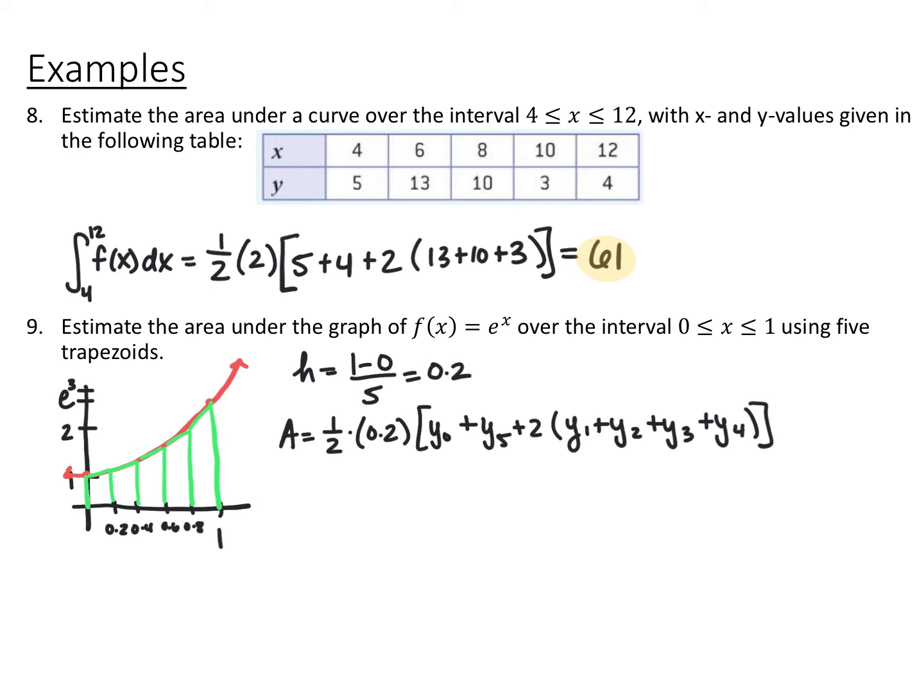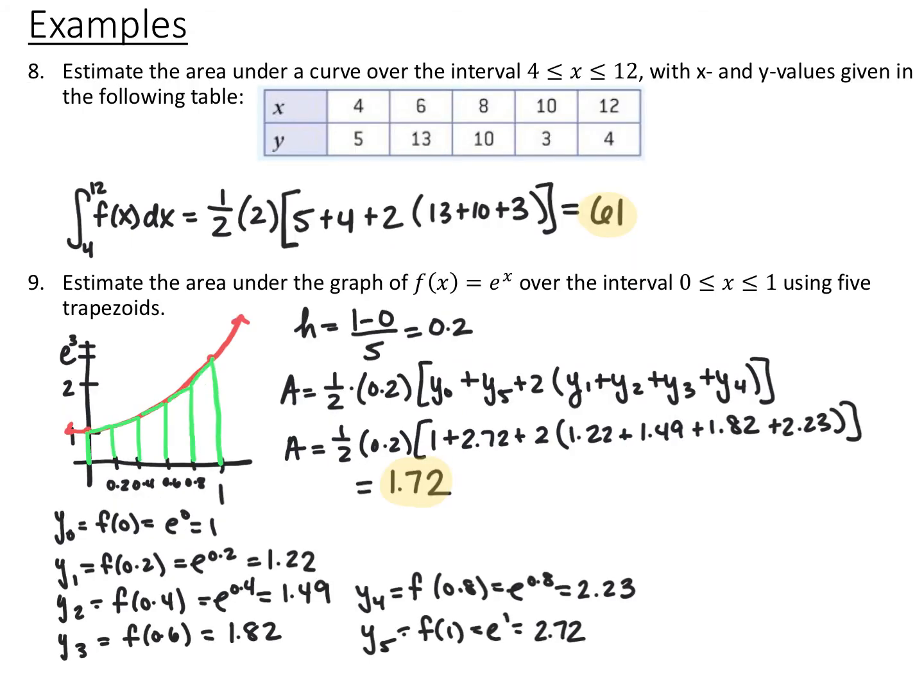The area for this estimation is going to be 1/2 times our height, which we found to be 0.2, times the first and last y coordinates added up by themselves, and then 2 times all of the middle y coordinates, because we use each of those for 2 different trapezoids. So go ahead and pause the video and try to finish estimating the area. First I found each of my y coordinates. The first one, y sub 0, is when x is equal to 0.